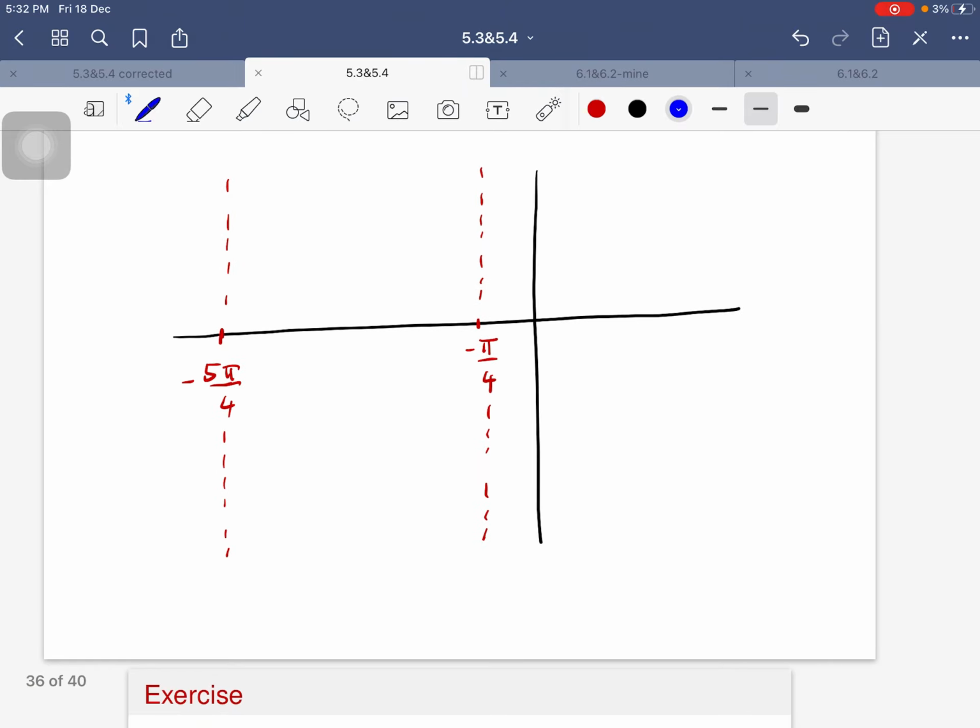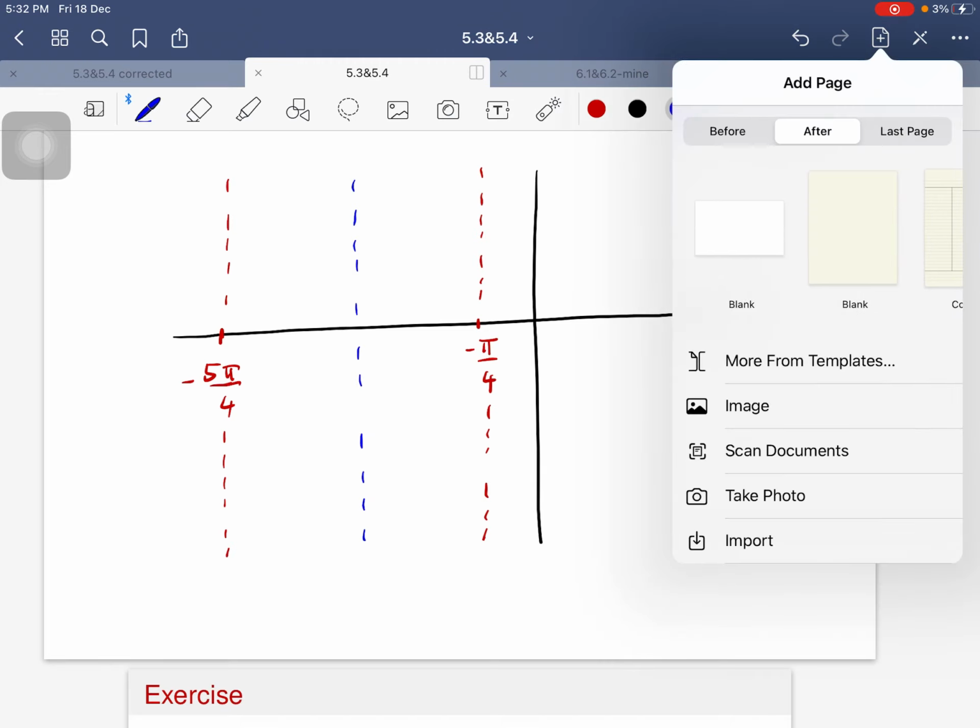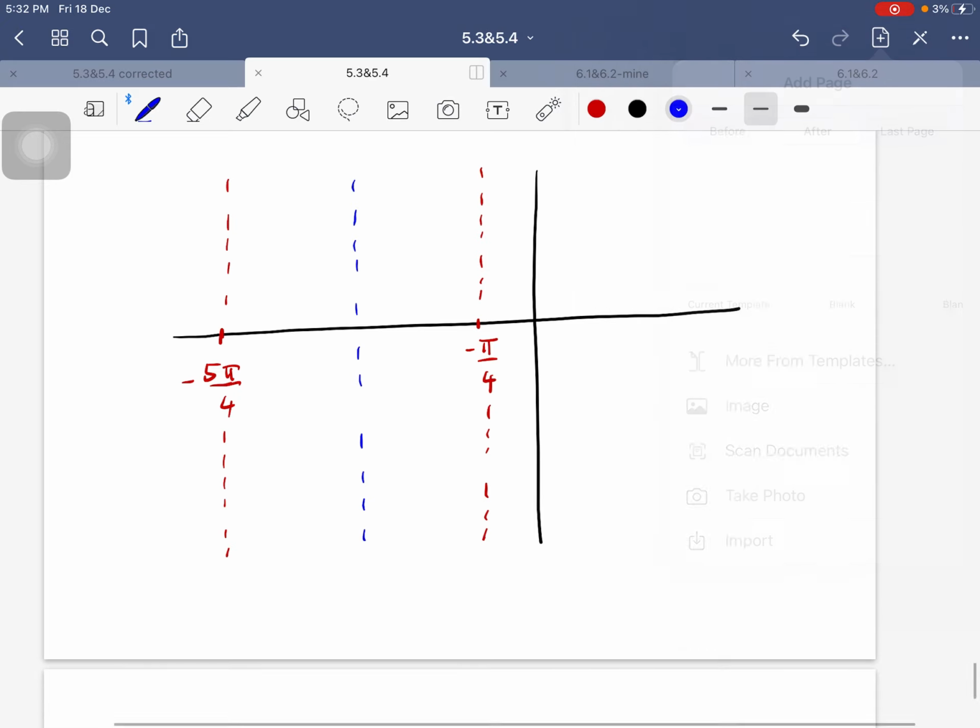And of course the next thing that I'm going to need is going to be the midpoint. So what is going to be the value of the mid between the two of these? Let me add another page for me to do the calculation.